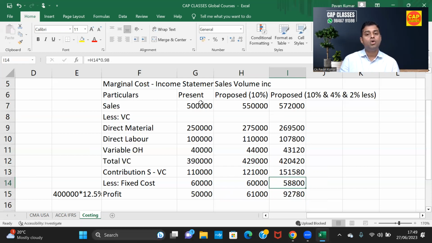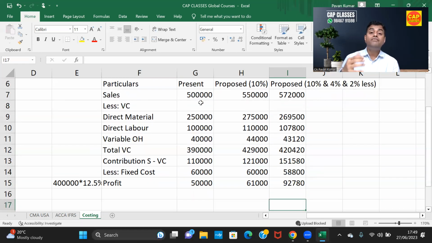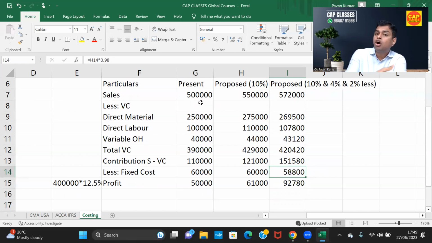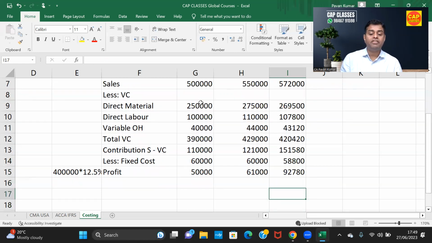same. Okay, now here the catch is some students will get a doubt. Pavan sir, why fixed cost will come down? So some people will say here I'll not write 58,800, I'll put 60,000. Makes sense. Makes sense. But in the question they said all the elements of cost will be reduced by 2% in cost reduction scheme proposed by the new manager. That is the reason we are reducing this also. Okay. So profit is 92,780.